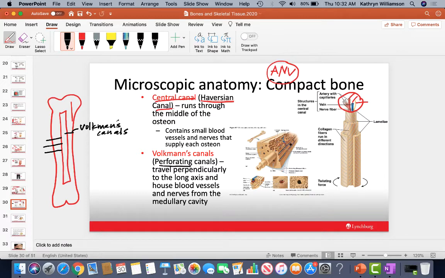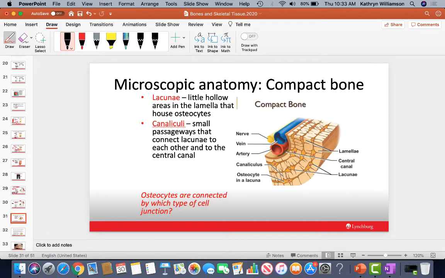And you can see them in the picture here, if you blow that up a little bit. So they're running perpendicular to the long axis. And they do the same thing. They're still going to carry blood vessels and nerves, but they're just going from the medullary cavity out to the periphery of the bone. Okay, so within the lamella are going to be basically the rings of the tree.